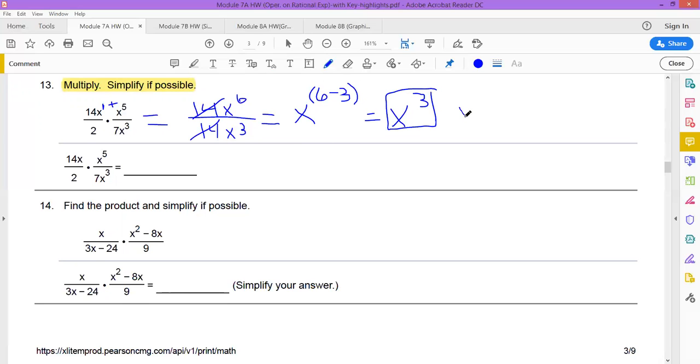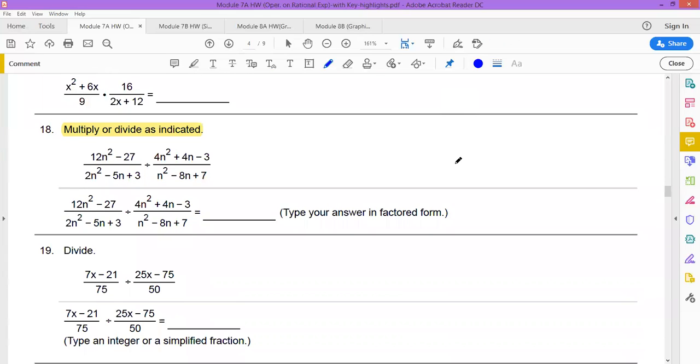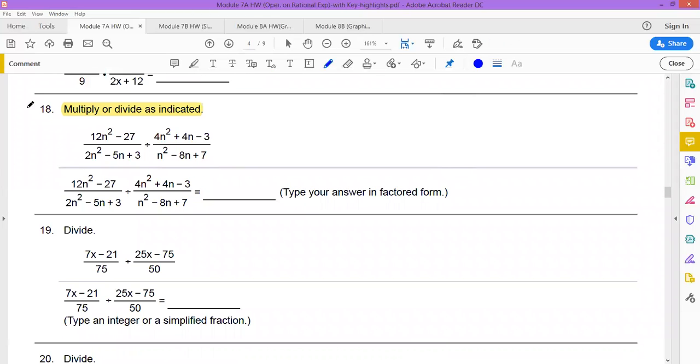Now let's look at number 18. So in this example, you're dividing terms. But remember, when you're dividing by a fraction, and that's what's happening here, it's the same as multiplying by the reciprocal. So you want to keep the same fraction here. You want to change this sign to multiplication, and then you want to flip the second fraction. So we'll keep the first one as it is.